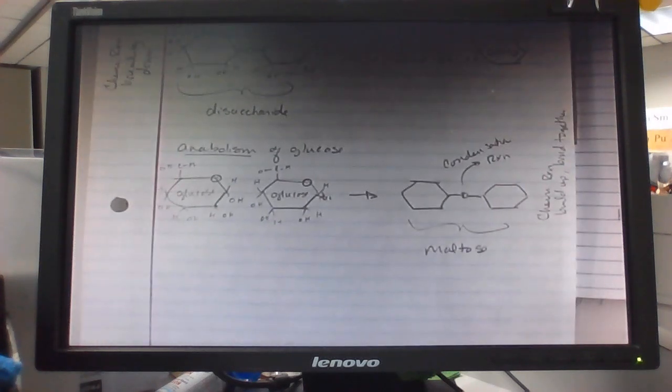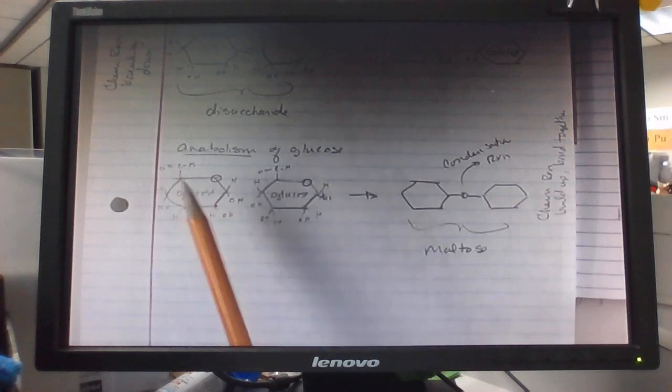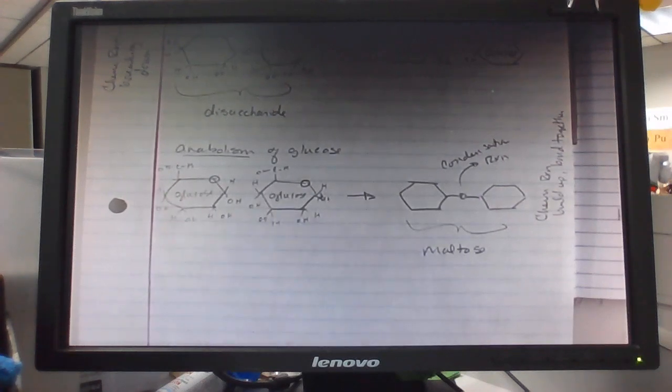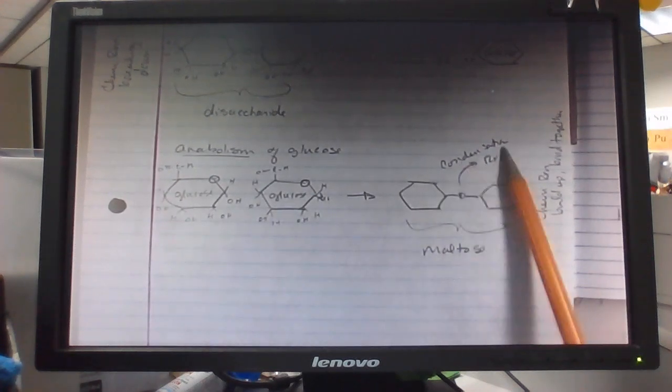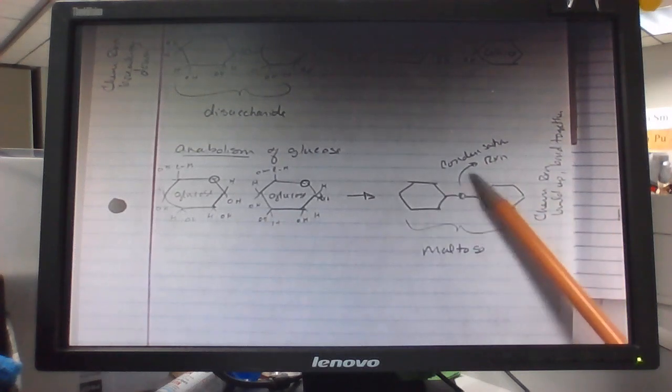Anabolism of glucose, I can create maltose. So I take 2 glucose molecules, and I have a condensation reaction. In order to have a condensation reaction, what do I need to do? Take water out. Do you remember the other name for a condensation reaction? Dehydration synthesis. So I'm taking water out. So here, the chemical reaction is building it up. We're bonding it together. Here, the chemical reaction is breaking things apart.